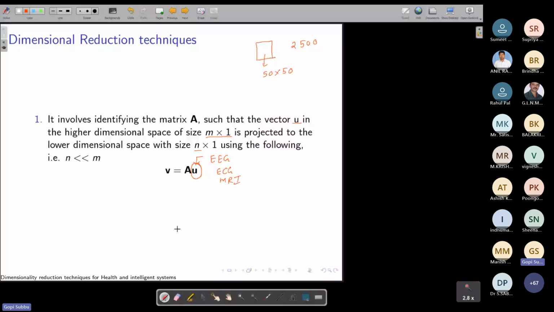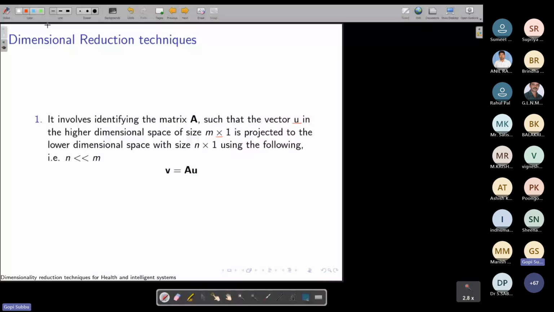So that is the problem statement here, right? So there is a need for the matrix A, right? So here the vector u.